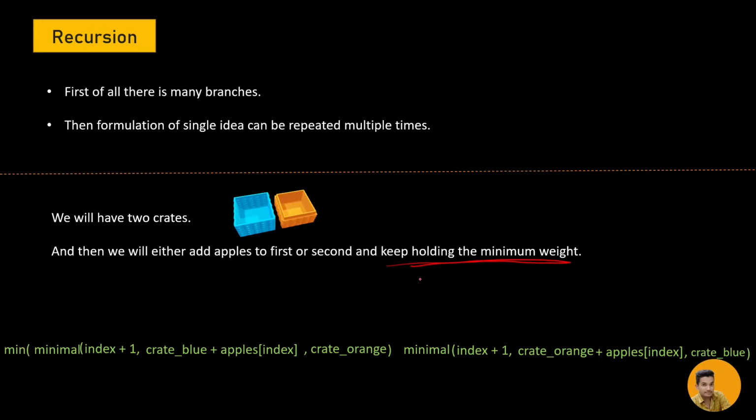That means you will have a min function to get the minimum of these two, whether you are adding in blue or in orange. So that's what this is going to do. And let us code this also, where we will have a better understanding. This is just a rough idea. You may be getting all confused, so let us code this. After coding, maybe we will do a dry run to check how this recursion is working.